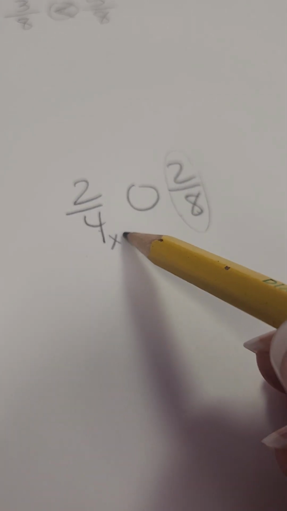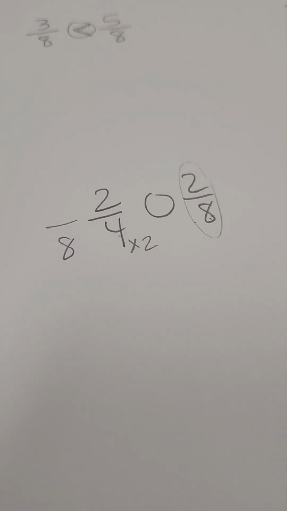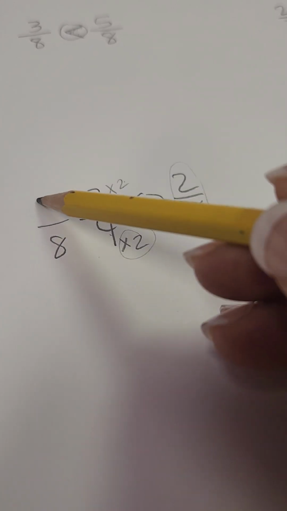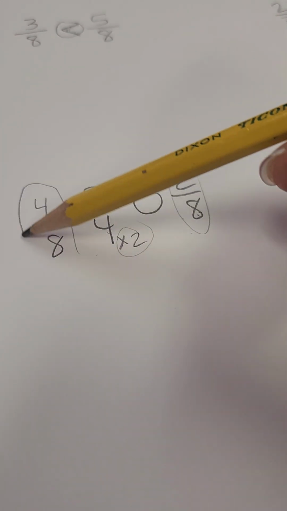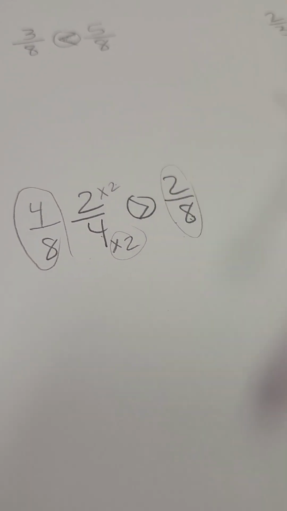So 4 times 2 is 8. So my new fraction is going to be 1/8. And whatever I do to the bottom, I'll do to the top. And 2 times 2 is 4. So I'll be comparing these two fractions. 4/8 is bigger than 2/8.